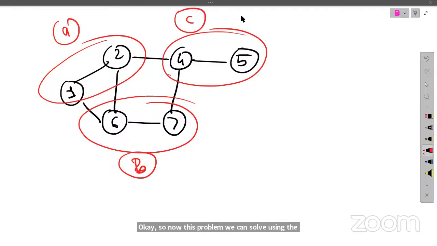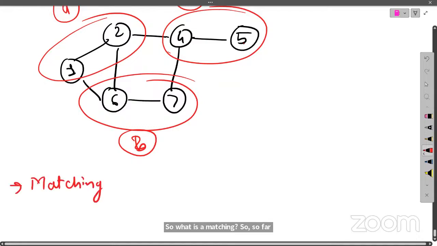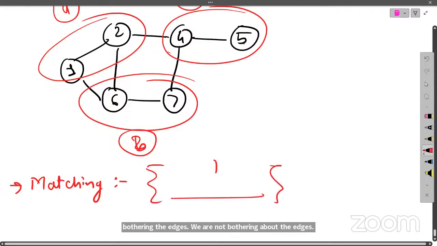Is my screen visible? Yeah. So what is a matching? So far we are just considering the set of vertices. We are not bothering about the edges. But in a matching, we have to collect edges.